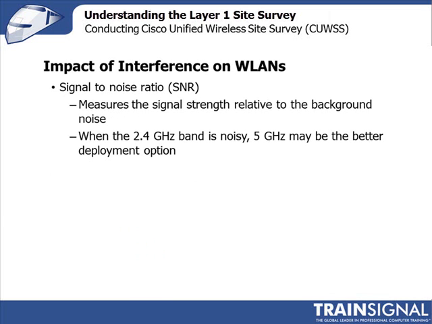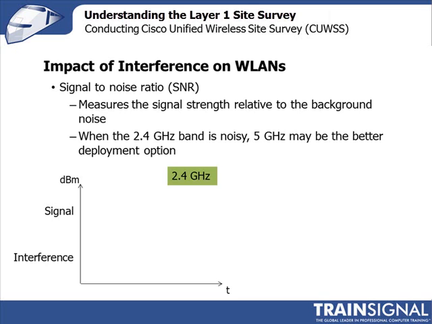Sometimes you'll hear people say you're better off deploying in the 5 gigahertz band than the 2.4 gigahertz band because of the noise that exists in the 2.4 gigahertz band. So I want to explain that to you so you can understand a little bit better. I've created a chart here where we're going to look at the 2.4 gigahertz band and compare it with a chart in the 5 gigahertz band.